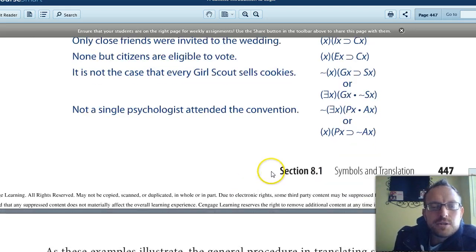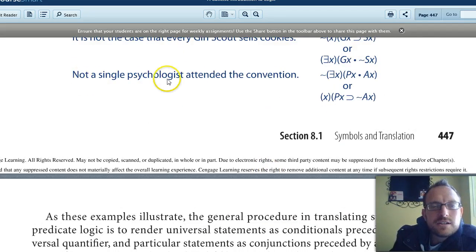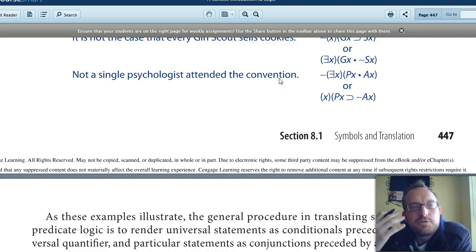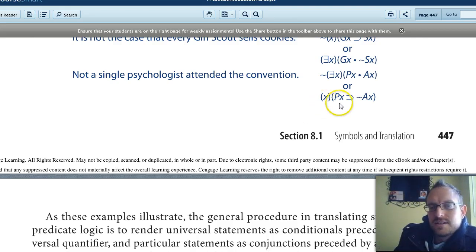And the same thing goes with the last one, right? Not a single psychologist attended the convention. You could interpret that in two different ways. You could interpret that as saying that no psychologist attended the convention, which is what this says right here. This is basically the no S are P formulation.